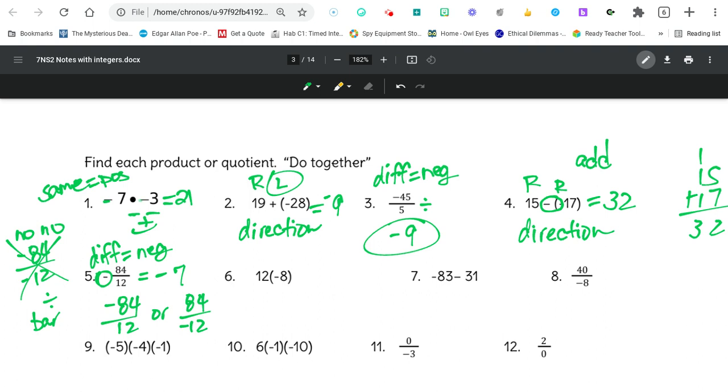A negative times a negative is a positive. On number 3, if you can use a smiley face, please don't use a smiley face if there's a plus or a minus in the middle. Please don't. That's direction. But here you got a negative 45 divided by a positive 5. It leaves you with a negative 9.